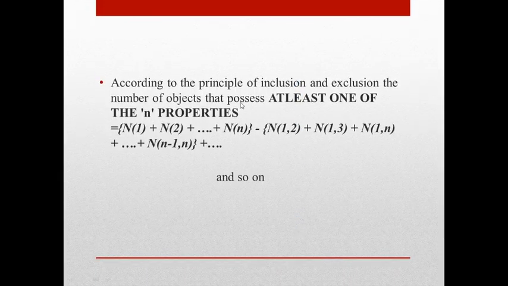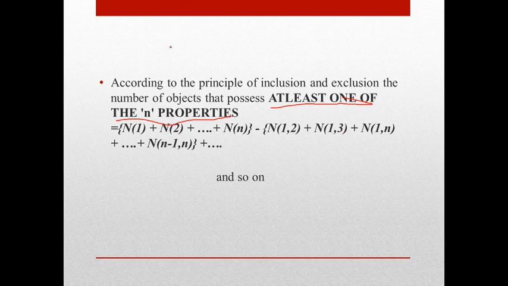Now, according to the principle of inclusion and exclusion, which we have already learned, what does it mean? It means the count of objects that preserve at least one of the n properties. You have the formula: at least one of the n properties will be N of 1 plus N of 2 plus ... plus N of n, minus the pairs, plus the triples, and so on.